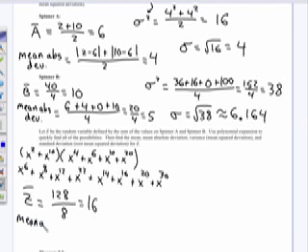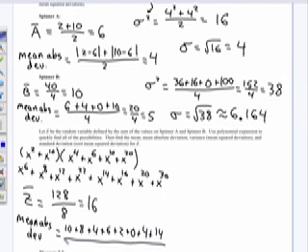And then our mean absolute deviation. So I'm just going to go through and start looking at how far away from 16 each of our numbers is. They're not listed from smallest to biggest, but that's fine, that doesn't matter. So 6 is 10 away, 8 is 8 away, 12 is 4 away from 16, 22 is 6 away, 14 is 2 away, 16 is 0 away, 20 is 4 away, and 30 is 14 away.